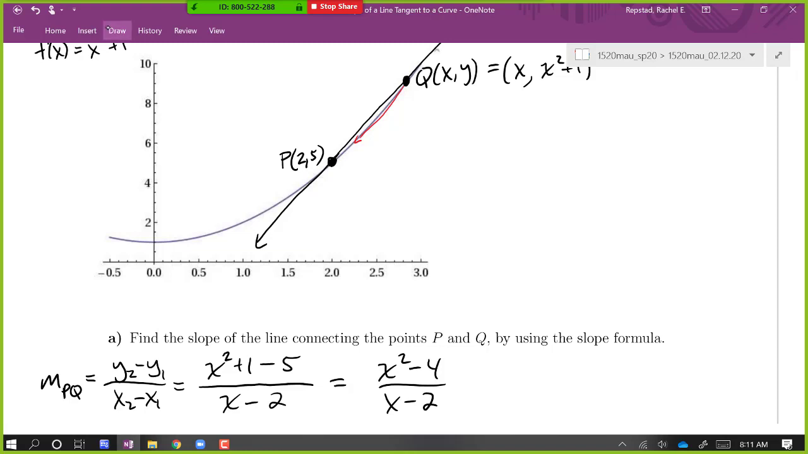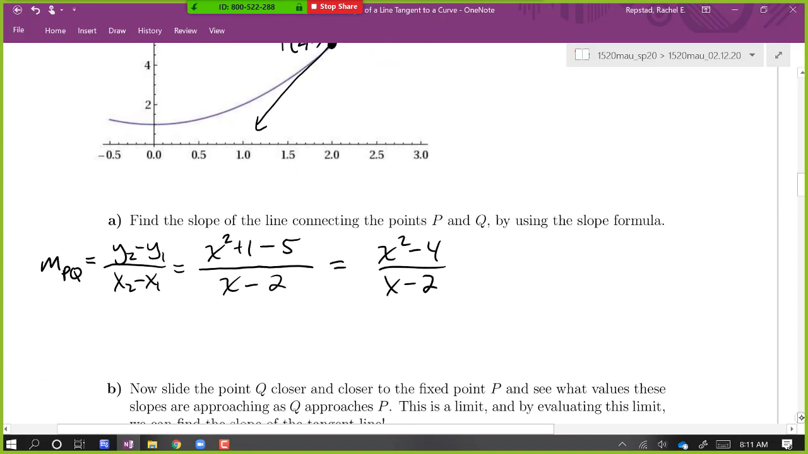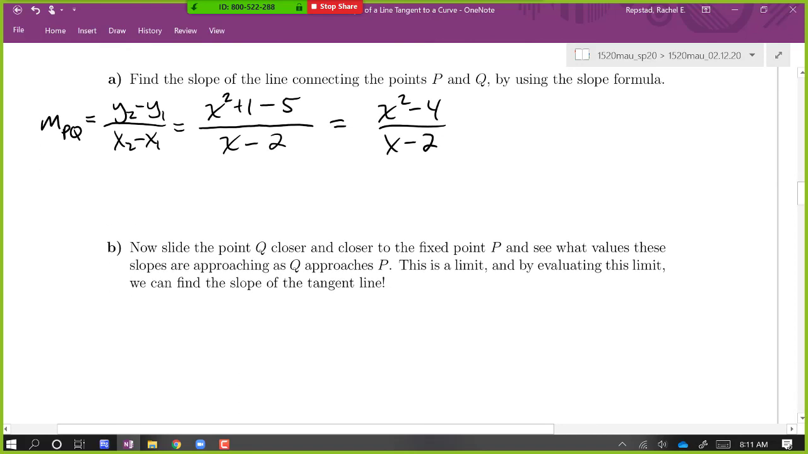And so this process that we're describing, by letting Q get closer and closer to P, that's a limit. And we spent some time evaluating limits before. The slope of the tangent line, which I'm going to call m tan, is obtained by taking the limit, and I'm going to write it in an odd way right now, as Q approaches P of the slope of the line connecting P and Q. And now this is the limit.